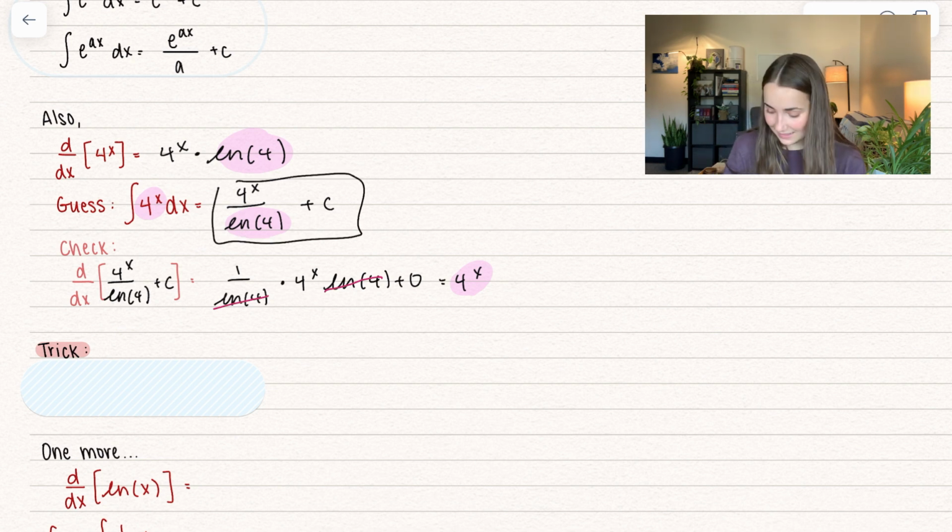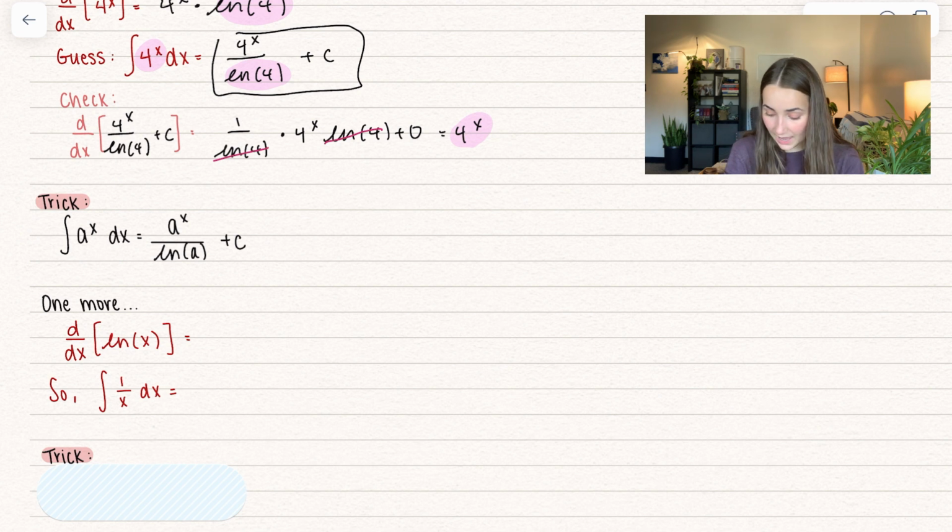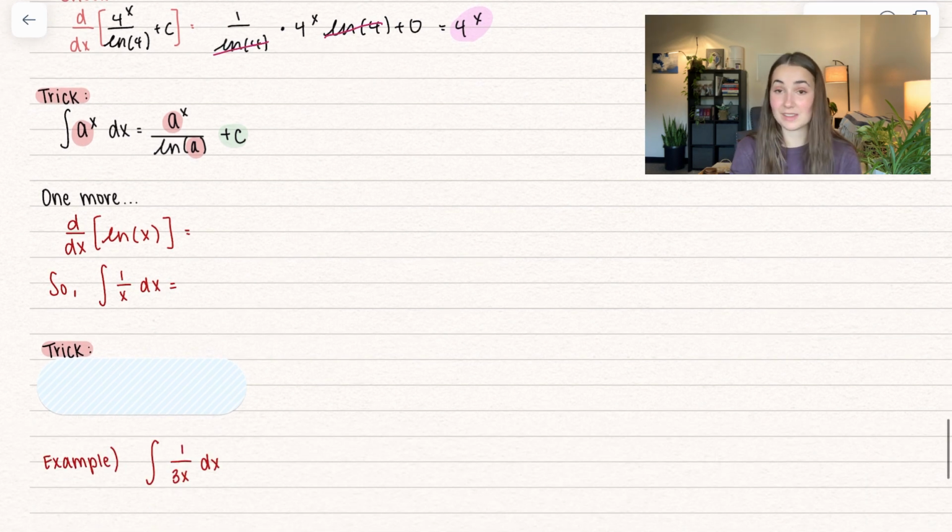So let's go ahead and see that in our trick. So when we have any number a to the power of x dx, that a to the x stays the same, but we have to divide by the natural log of a, and of course we have to add our value c. Okay, we have one more, and it has to do with the natural log.